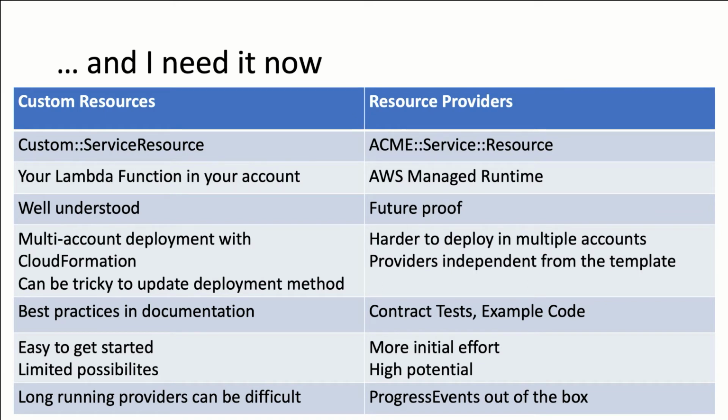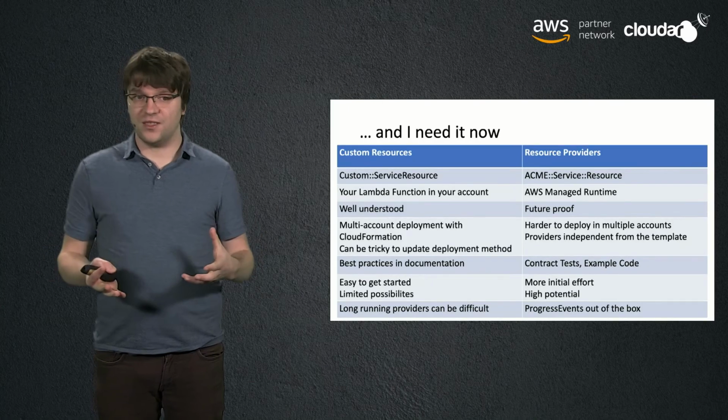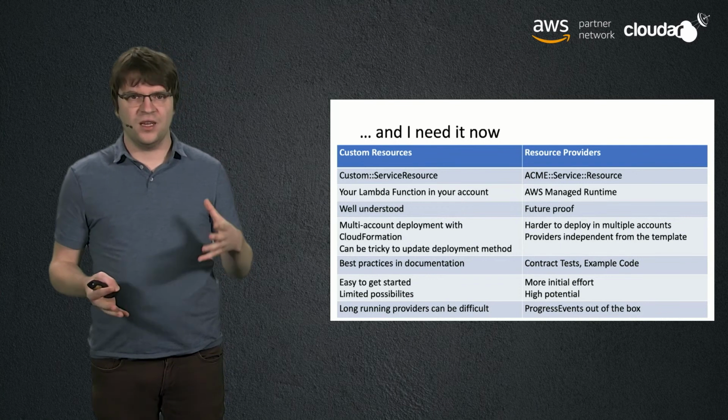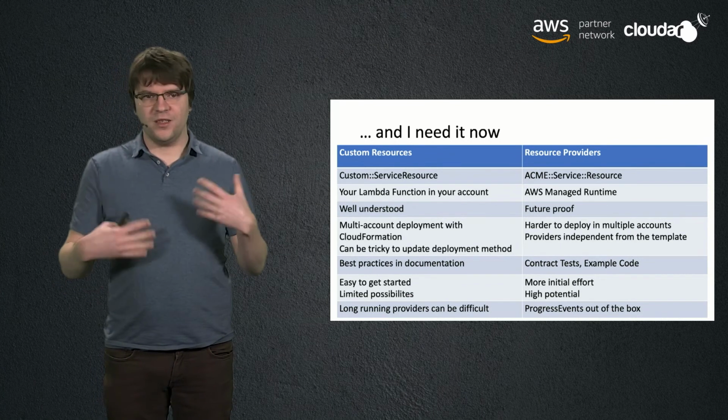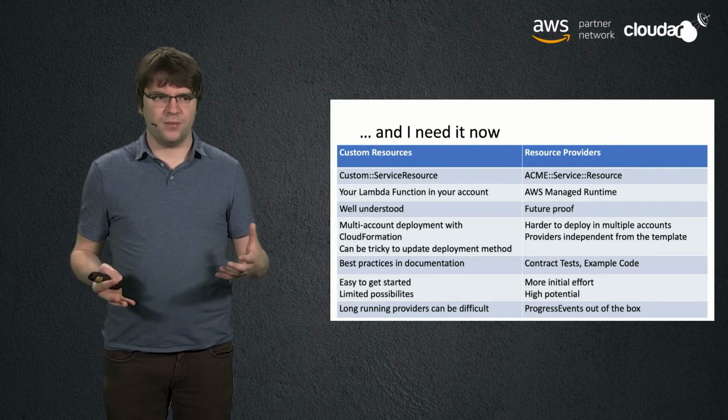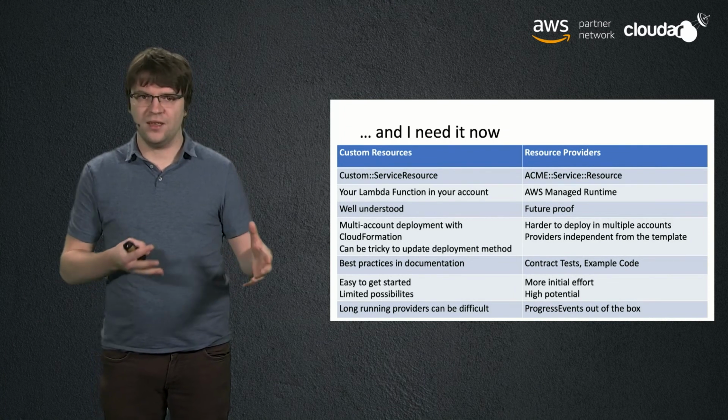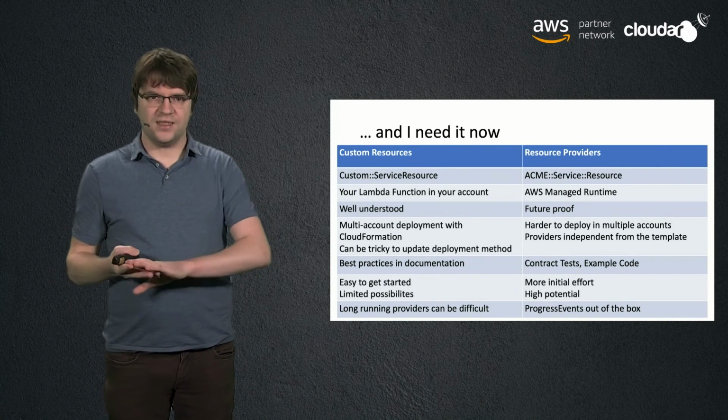Custom resources are the older way to do it. It works by you writing a Lambda function that you deploy in your own account, and then it will get triggered by CloudFormation. There are lots of libraries to help you with that. There are blog posts. If you deploy it in one account, most of the time you will do something like the Serverless Application Model to build and deploy that.